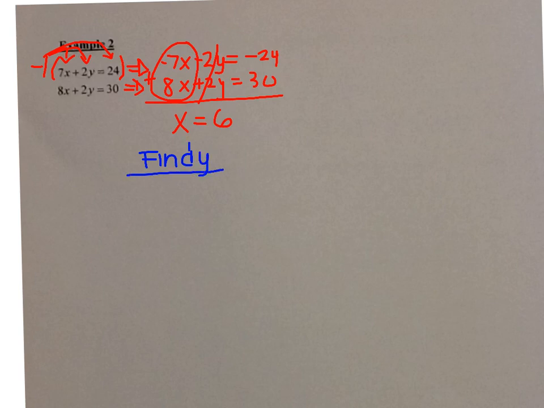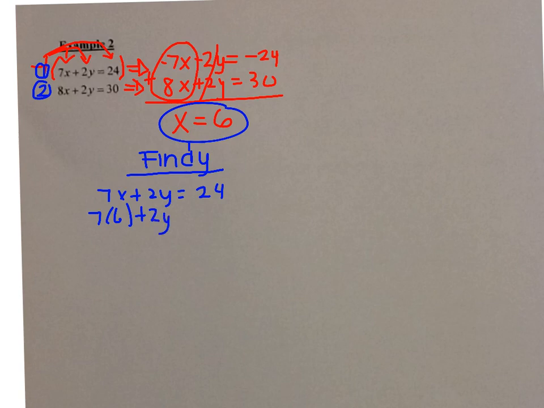Pick an equation. It doesn't matter which equation you pick. I'm going to pick the first one, so I'm going to label this one 1 and this one 2. So I'm going to use 7x plus 2y equals 24. Plug in x is 6. 7 times 6 plus 2y equals 24. 7 times 6 is 42 plus 2y equals 24.